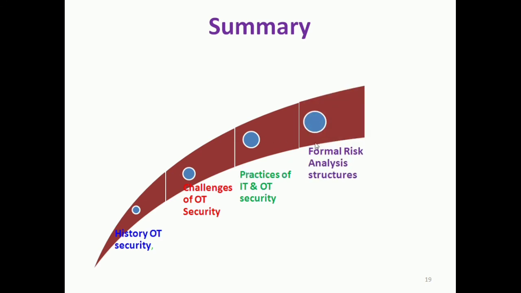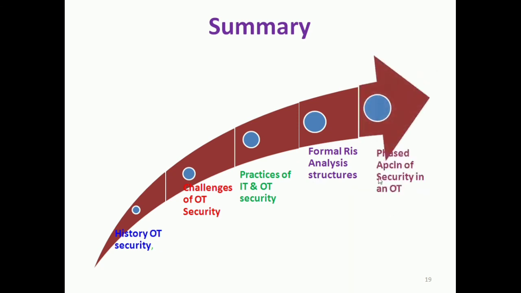And finally, the formal risk analysis structures we have seen, that is, OCTAVE and FAIR protocols. And finally, we have the phased application of security in operation technology based on the Purdue model we have discussed at length.